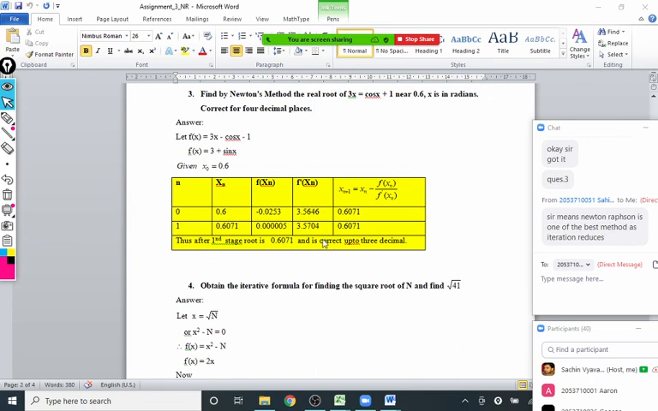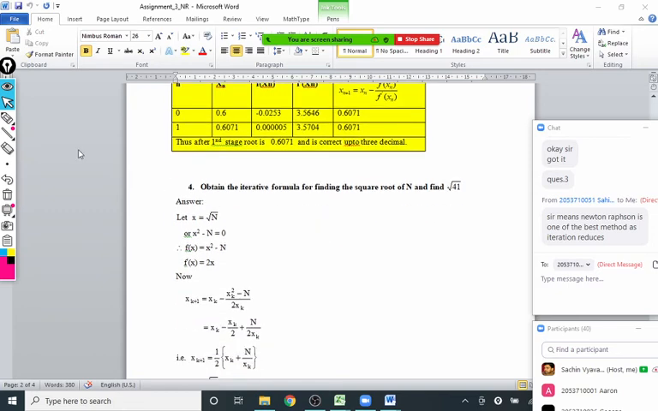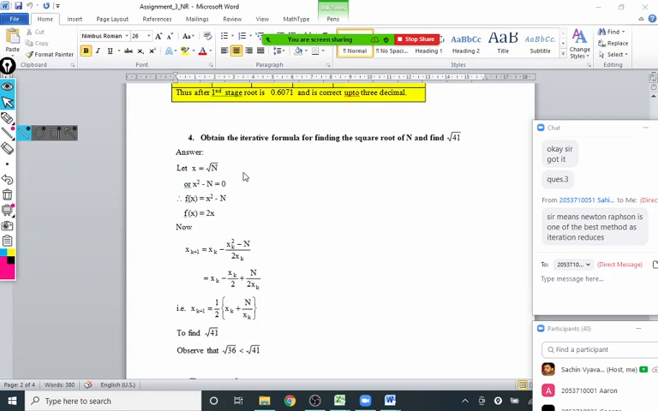So that was about the first type. Now type 2 examples on Newton-Raphson, where we have to find a root n. You will see the second question, type 2 questions on Newton-Raphson. Example 4: Find the iterative formula for finding a root n and hence find the root of 41.